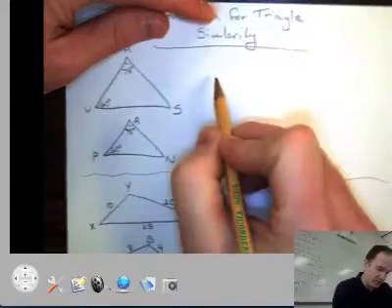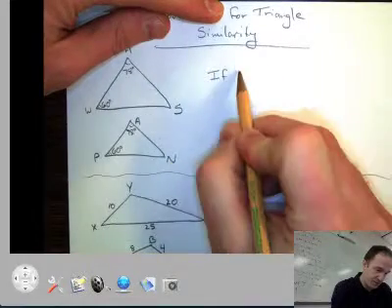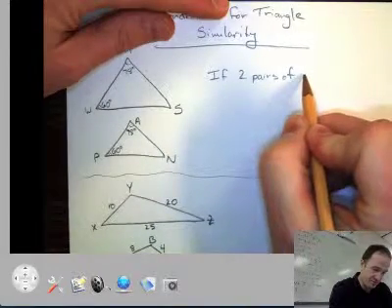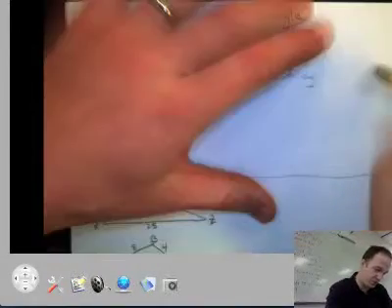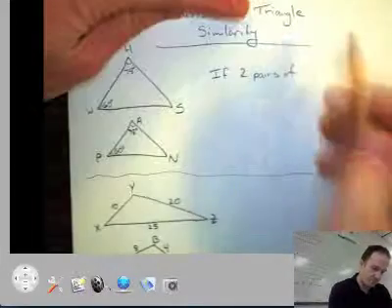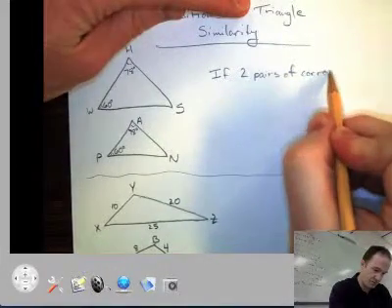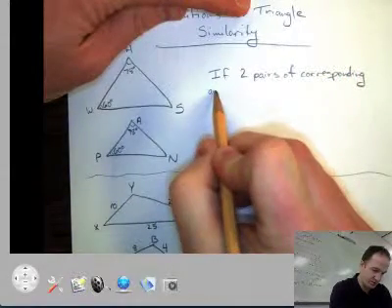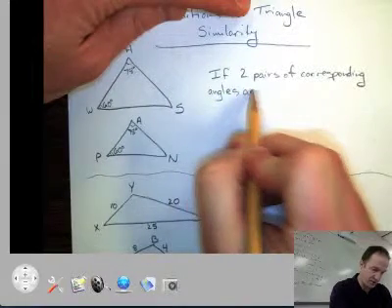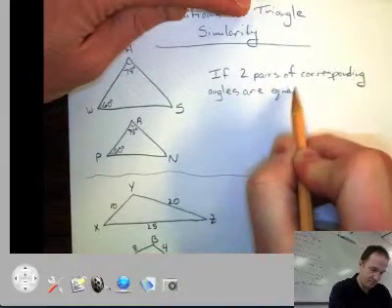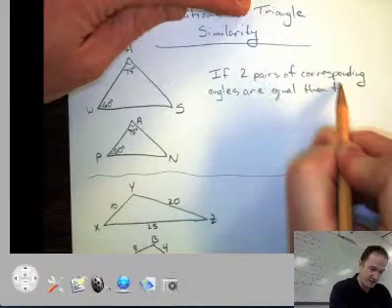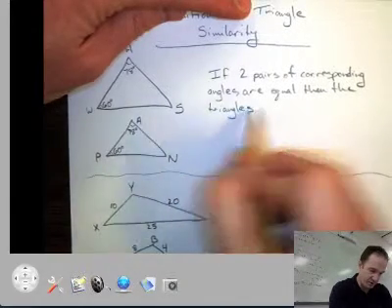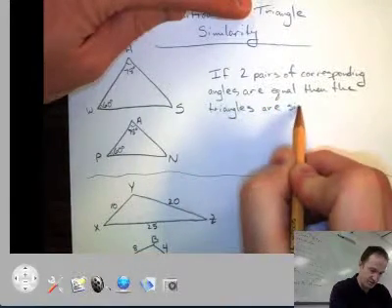So what are we saying here? We're saying if two pairs of corresponding angles are equal, then the triangles are similar.